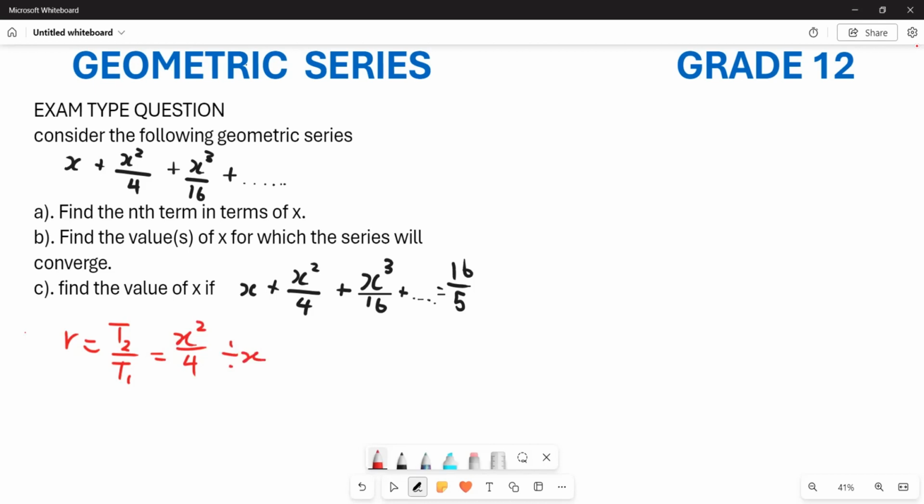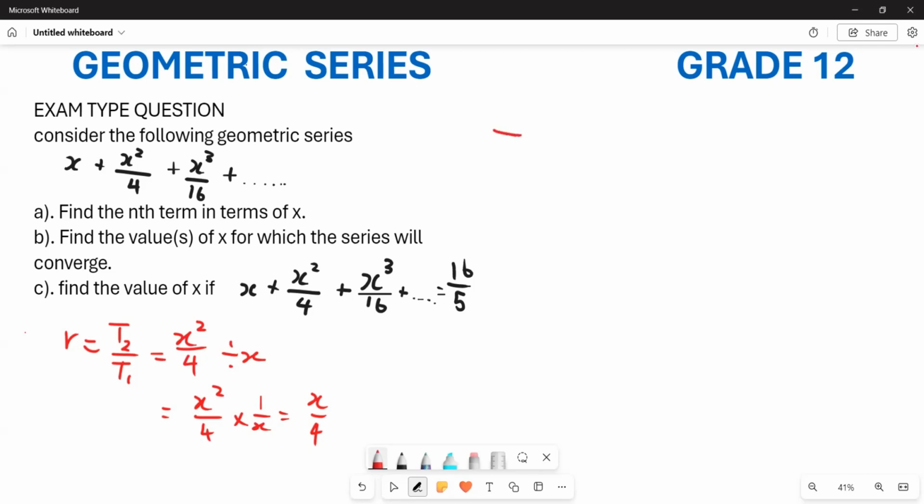The easier thing that you can do here is change the division sign to a multiplication sign. So this is the same as x squared over 4 multiplied by 1 over x. Remember, whenever you are changing the division sign, you must write this in terms of fractions. Then the x here and this x in here cancel one, which means you are going to simply have x over 4 as your ratio.